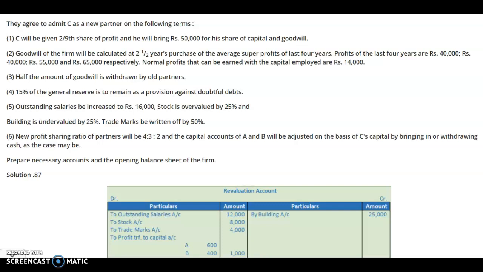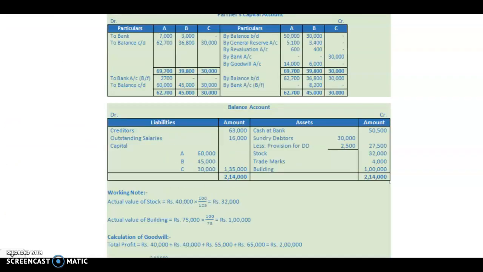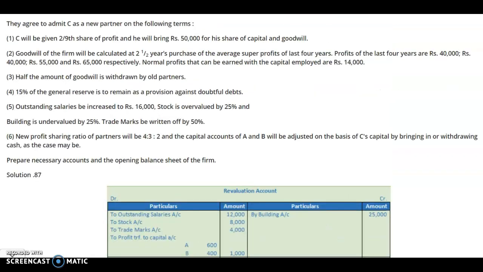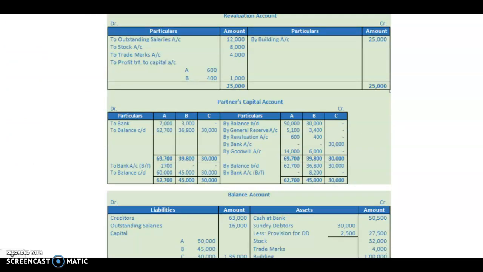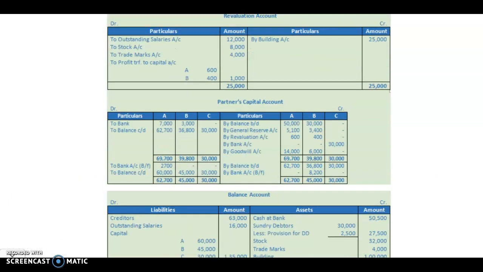Out of this 50,000, 20,000 is the amount of the goodwill which we had calculated, and 30,000 is the amount of capital brought in by him. This goodwill is to be credited to A and B, 14,000 and 6,000, in the sacrificing ratio, which is calculated as 7:3, and that 20,000 is to be debited here. Here it is mentioned only 30,000. If you write here the total 50,000 brought in by C, 20,000 will be debited here, of 14,000 and 6,000. Automatically it leaves 30,000 as the amount of capital.